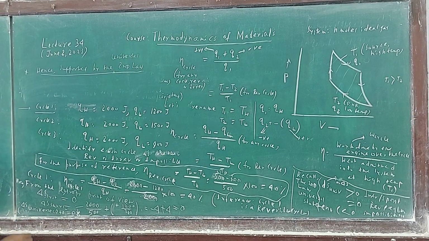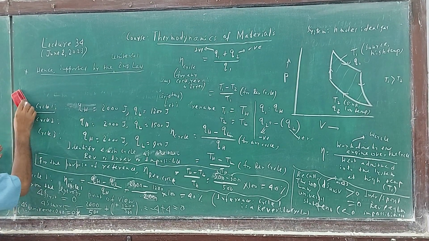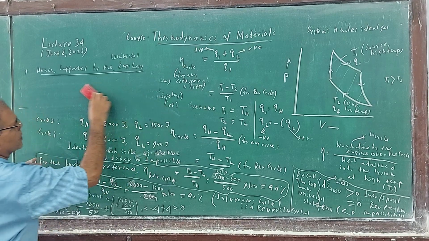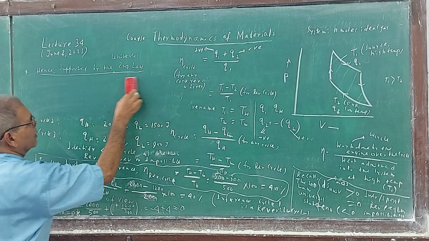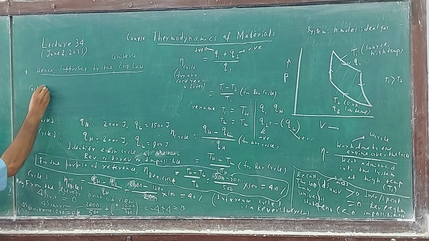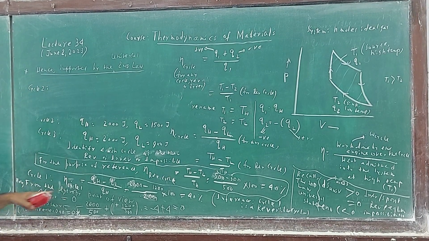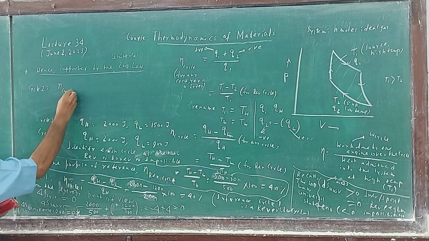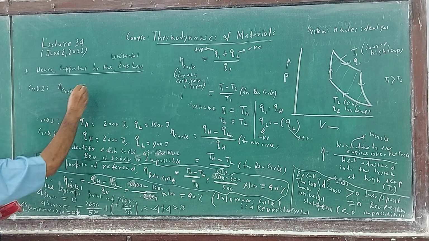Next, cycle 2. Cycle 1 is over. Remove this. Next is cycle 2, similarly, quickly. Eta for cycle 2, you will have the data.